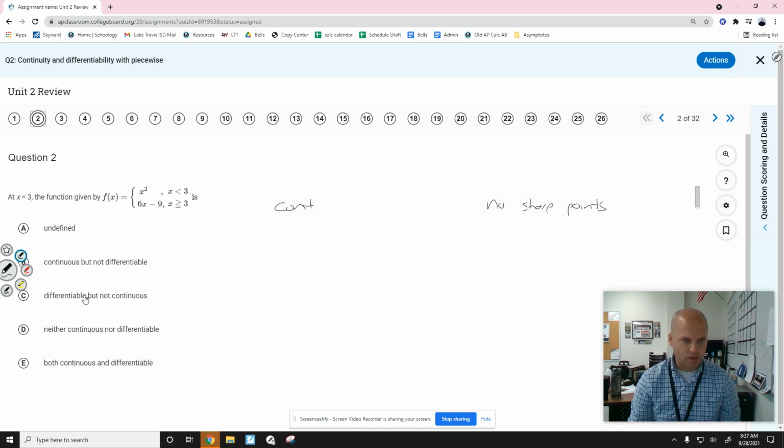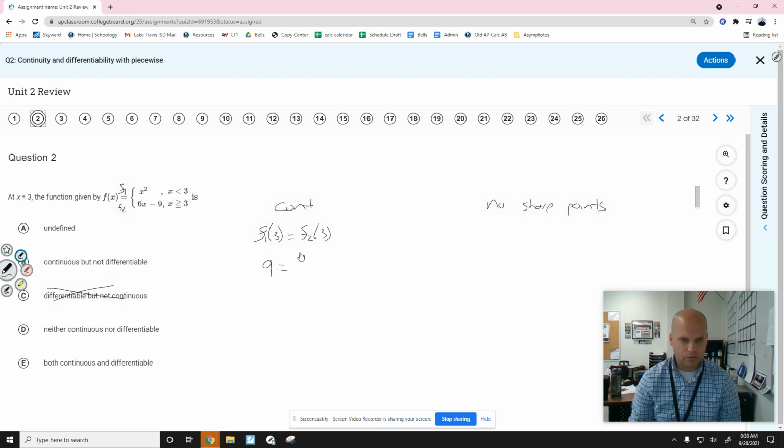I'm testing both of these because the answer choices are either you're continuous but not differentiable, you're differentiable but not continuous. This can't happen. If you're differentiable, you must be continuous. Neither continuous, that means you're not differentiable. Both continuous and differentiable. To check continuity, you just want to make sure that the two pieces meet up, where we leave one and we pick up the other one, making sure there's not a jump.